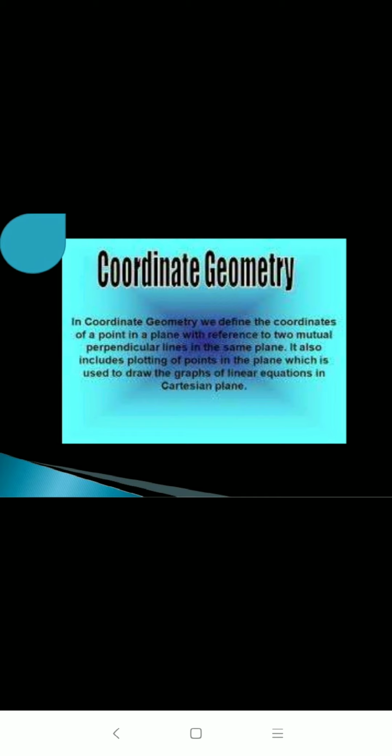Good morning, students. We are going to start the next chapter named Coordinate Geometry. In coordinate geometry, we define the coordinates of a point in a plane with reference to two mutually perpendicular lines in the same plane, which we know as the horizontal and vertical lines. It also includes the plotting of points in the plane, which is used to draw the graph of linear equations, quadratic equations, and so on in the Cartesian plane.